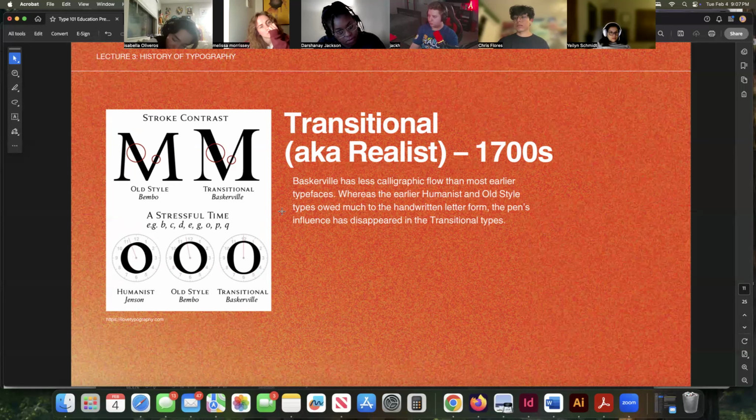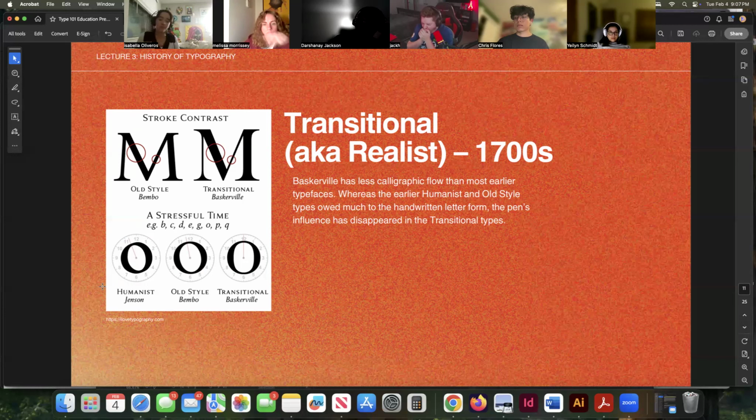Baskerville has less calligraphic flow than most earlier typefaces, whereas the earlier humanistic and old types owed much to the handwritten letter form. The pen's influence has disappeared in the traditional type. So as you can see with the traditional, there's not as much of a lean to the pen, as in they're becoming more upright over time. So it goes from like 11 to almost 12, and now they're at 12 o'clock.